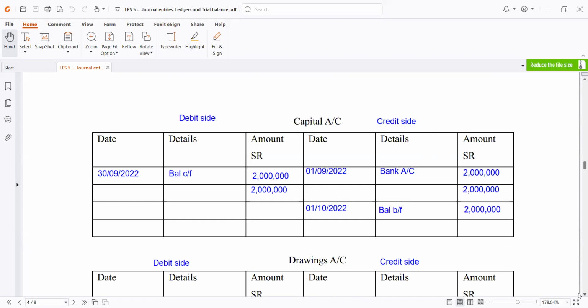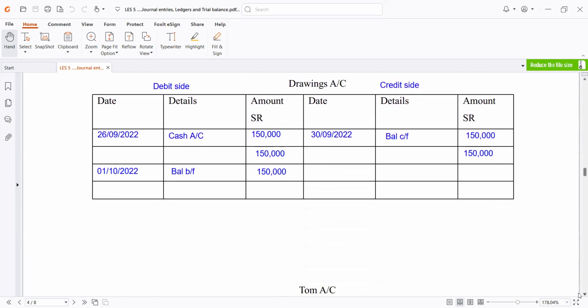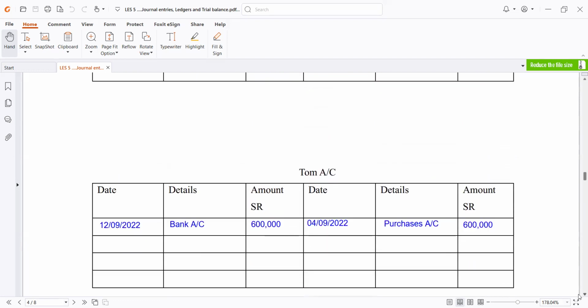The other thing that you need to do is you have the drawings account. We have the debit side and the credit side. So again, the balance carried forward is on the credit side with 150,000. You bring it forward in the following month, which is 1st October 2022, 150,000. Then we proceed to Tom account.